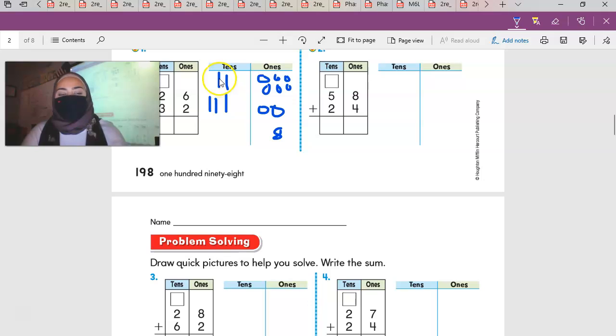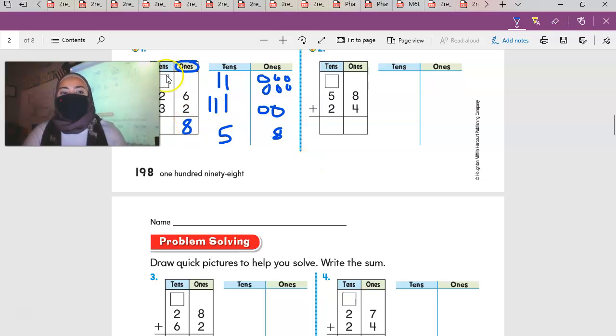Now, what about here in the tens? I have 1, 2, 3, 4, 5 tens, and that looks like this. So now let's do it this way, elevator, escalator. We always add the ones place first. It says ones at the top. 6 plus 2 is 8.